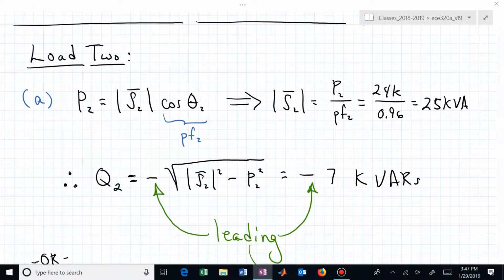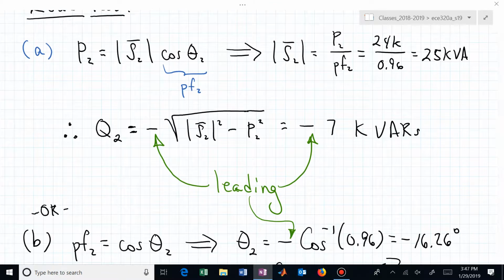Load 2. Similar analysis. We were given similar information, except now it was leading. And so now the square root is plus or minus. We take the minus of that square root because it's leading. And now we have either way to compute it, but we have an apparent power of 25 kVA. It can't be much larger than the real power because our power factor was 0.96. It was almost 1. If we had a power factor of 1, the real part would be all there is to the complex power. The complex power would only be real.